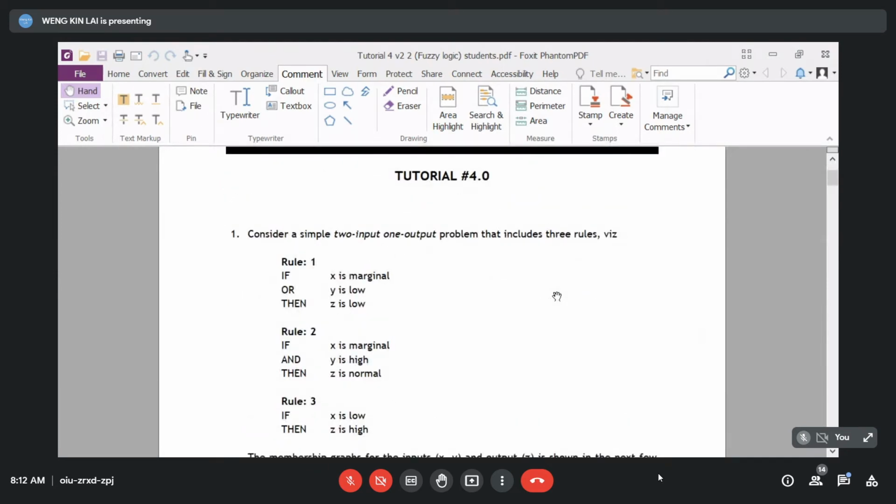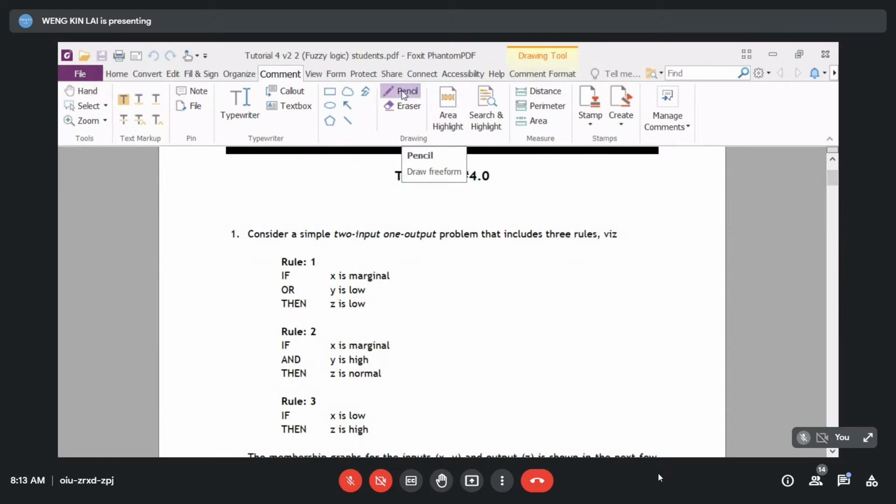Now we have the fuzzy expert system that we have built. This expert system consists of 2 inputs and only 1 output, and there are only 3 rules here. You have your rule number 1, rule number 2, rule number 3.